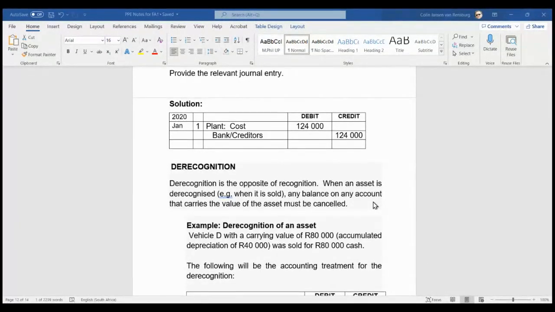Now, can you name just those two? Can you name the two for me? Which two account balances do we need to get rid of? The cost. Thank you, Sibusiso. I should give you a medal there. And Angel as well. Thank you all. The cost and the accumulated depreciation.